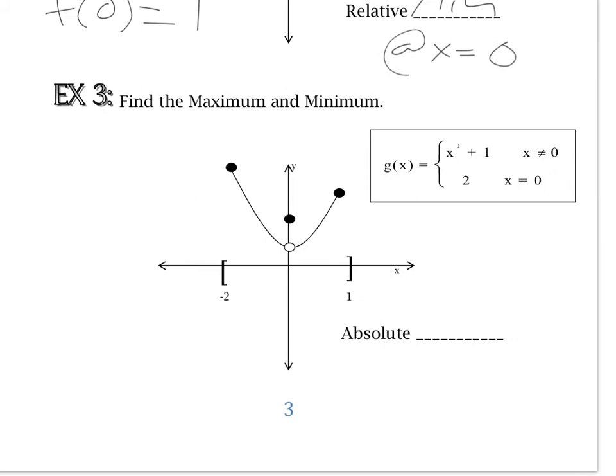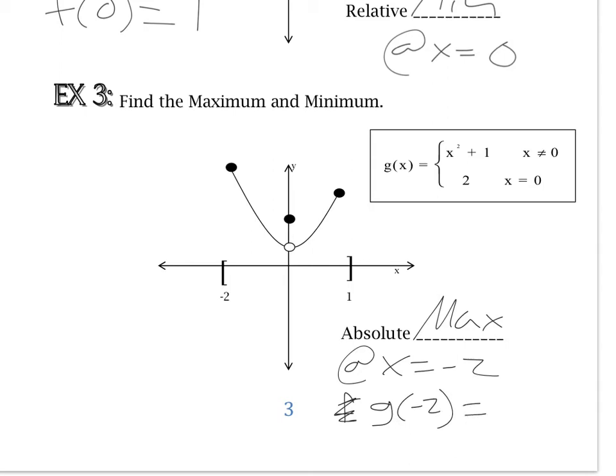Find the maximum and minimum, and now we have a piecewise function. Notice that it is defined at x equals 0, but there's a jump here. It just jumps up to the value of 2. The rest of the time it's taking on this same function. It is a closed interval, so we do have an absolute max, same as before in example 1. It's an absolute max at x equals -2, and, sorry, it wouldn't be f anymore. It would be g of -2. And if you plug in g of -2, you still get 5, just like we did in example 1. So we do have an absolute max.